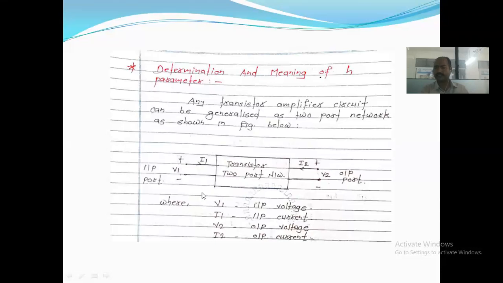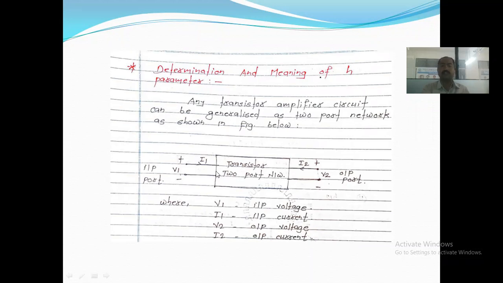Okay. See, this is the transistor as a two-port network, right? In this two-port network, there are two things. One is the input port, the other is the output port. Here we have applied a voltage across the input, that is the V1 voltage, applied to this two-port network, the transistor.